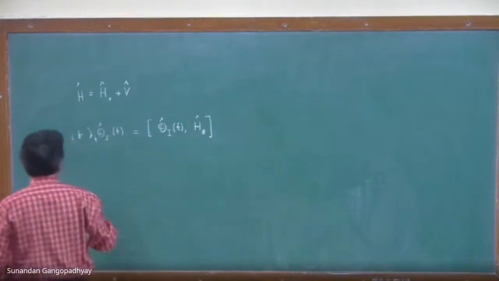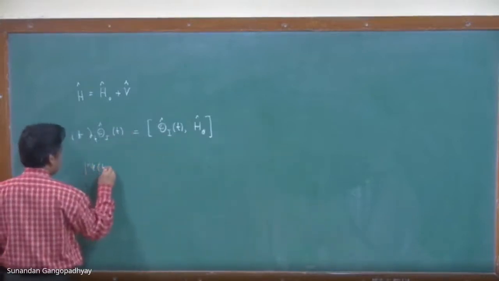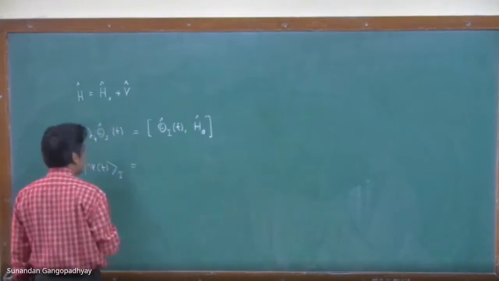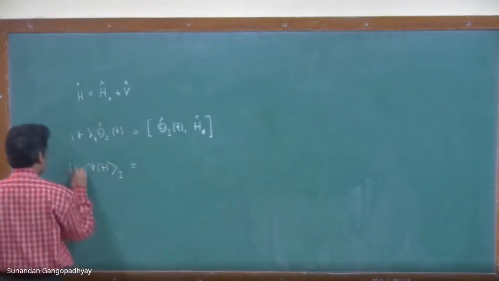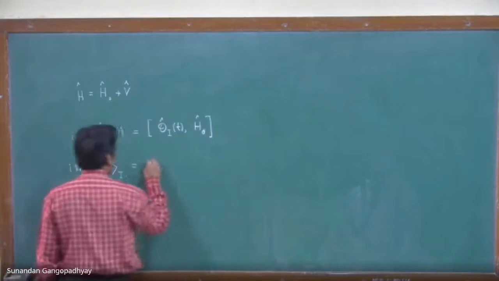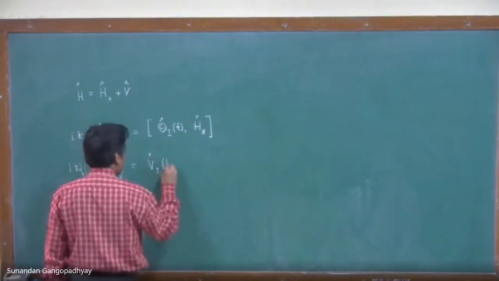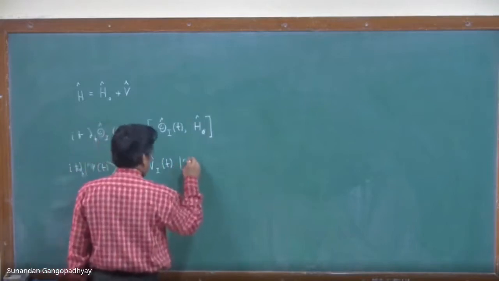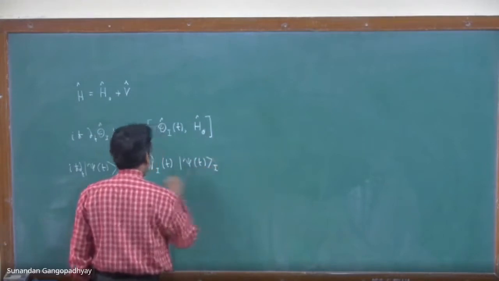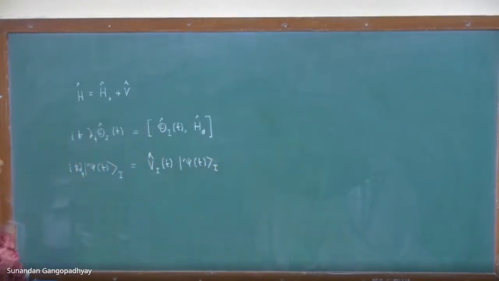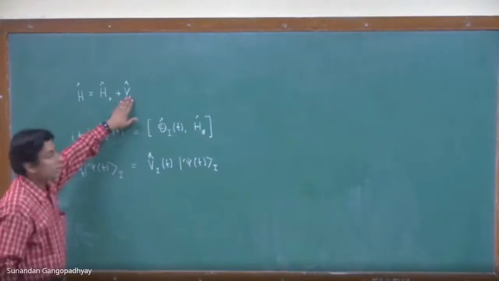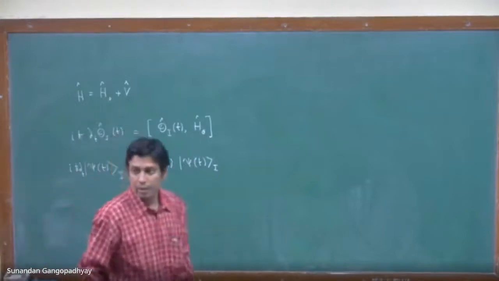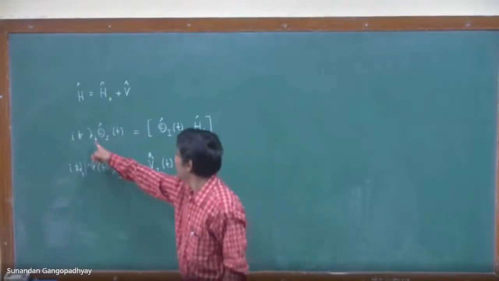And we have also seen that the dynamical evolution equation of the state gates in the interaction representation is governed by this equation, where V hat I is the potential, the interaction in the interaction picture. That is, V hat I(t) is given by its dynamical evolution, which is basically governed by this equation. Okay.